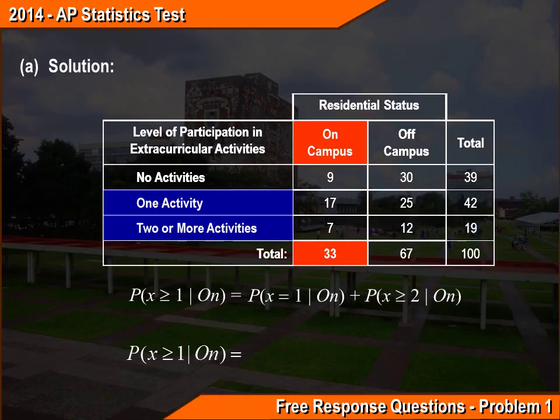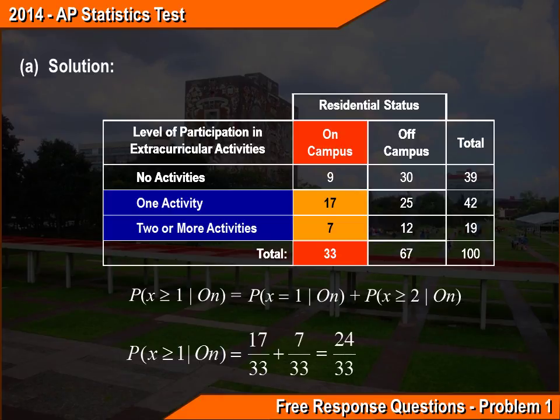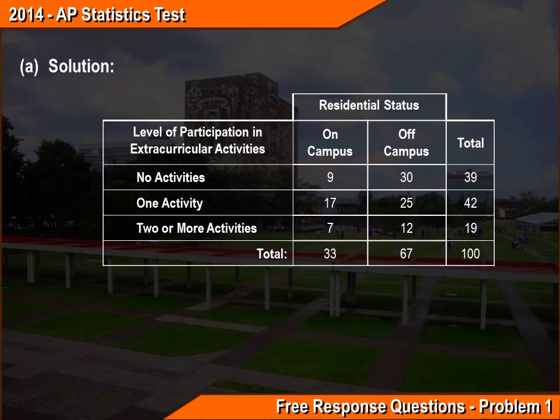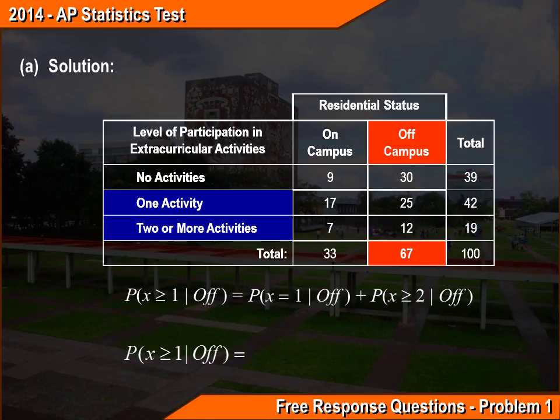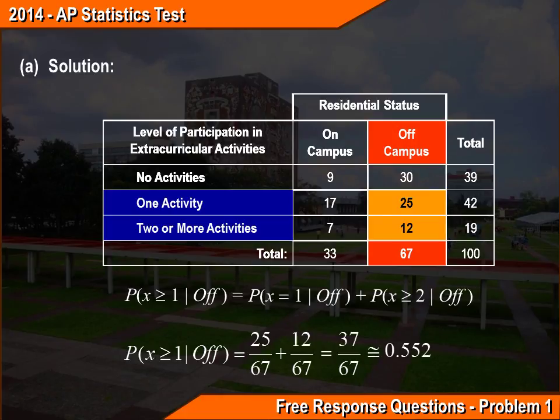To compute this probability, we have to add the fraction 17 over 33 plus 7 over 33. The result will be approximately 0.727. In the same way, the computation of the proportion of students participating in at least one activity given that they live off campus will be the addition of the values for one activity and two or more activities under the off-campus column. This probability will be now approximately equal to 0.552.